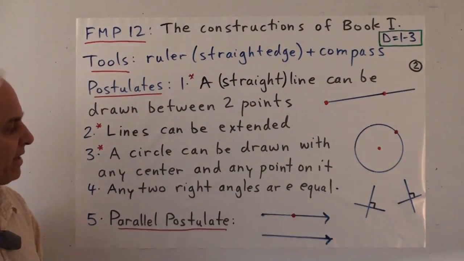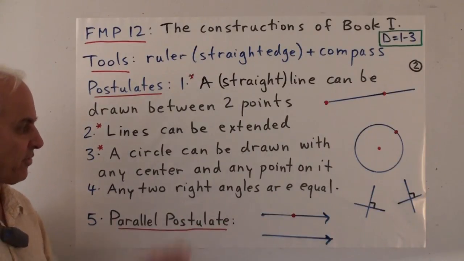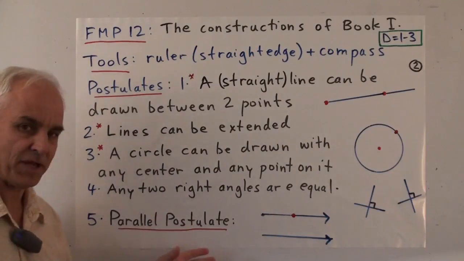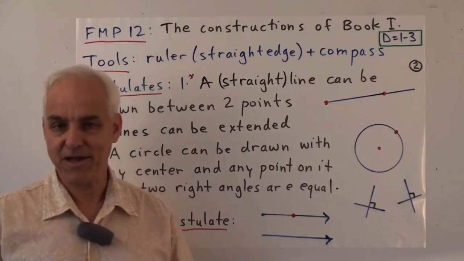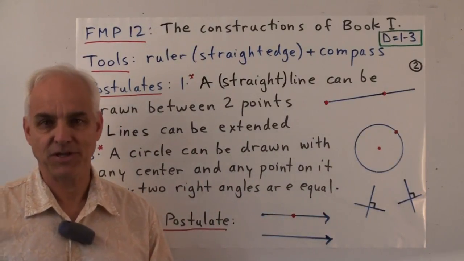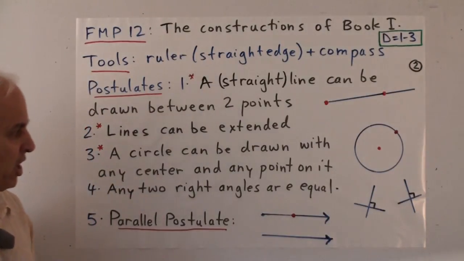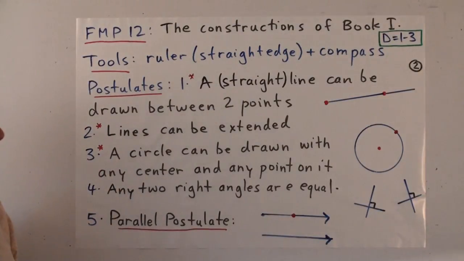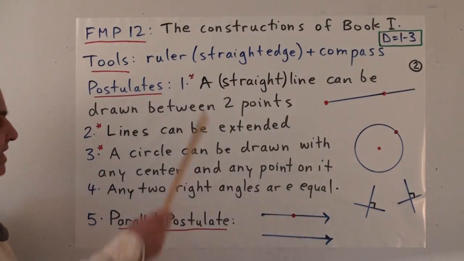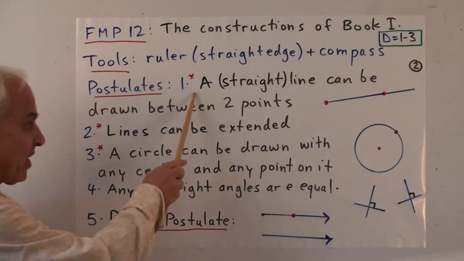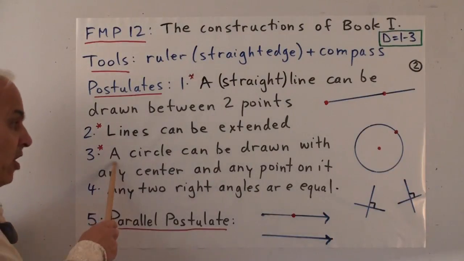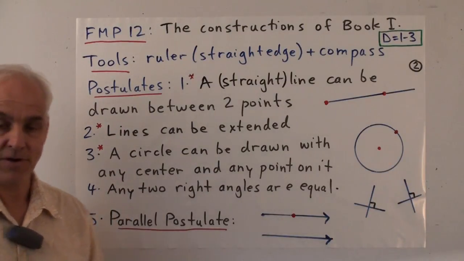It's maybe a bit more complicated and has a slightly different character than the other four postulates. Historically, of course, this played a very important role as people tried to see whether they could prove this from the other postulates and the other assumptions used in Euclid's framework. All these postulates, in terms of constructions, the ones that are going to be important for us are the first three, because they correspond to constructions: constructing a straight line between two points, extending a line, and drawing a circle with a center through a point.